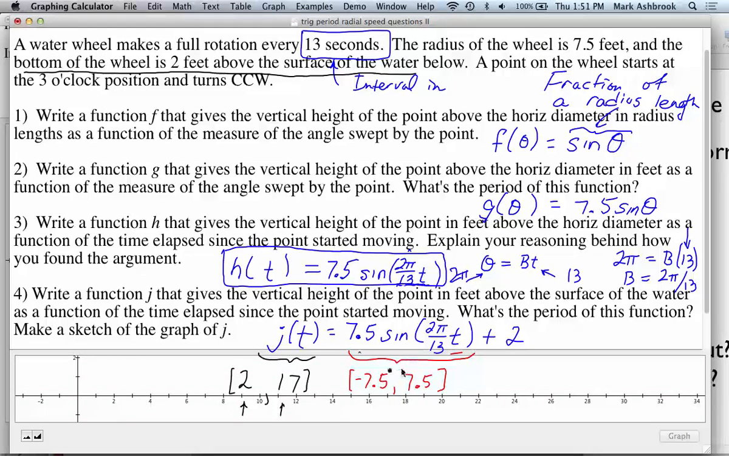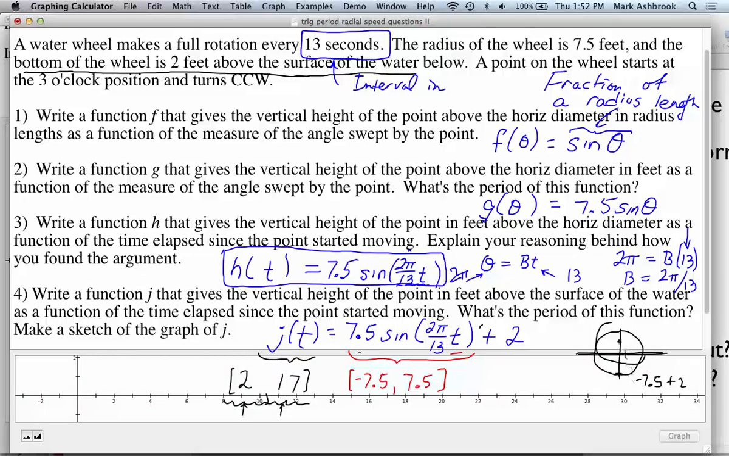So now let's look at this. Before, our minimum was negative 7.5 and maximum 7.5, and so we're going to shift that wheel up 2 units. Is that going to give us our desired result? If we shift that thing up 2 units, where's the bottom of the wheel? Underwater or above the water? It's underwater still, right? Because if we had that wheel before, the minimum was negative 7.5. We're going to add 2.